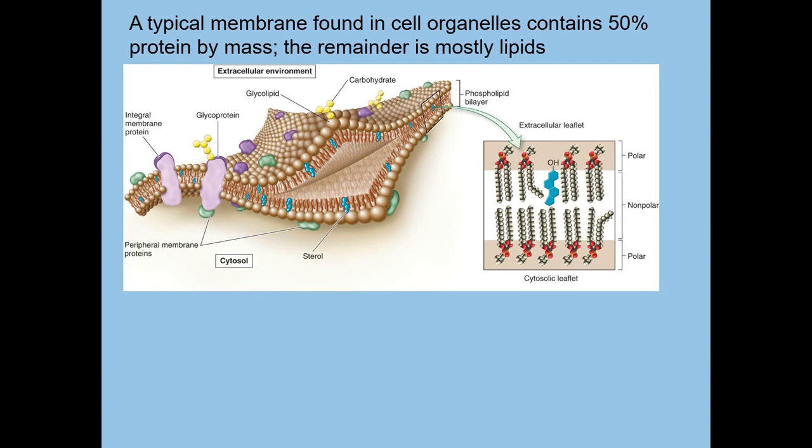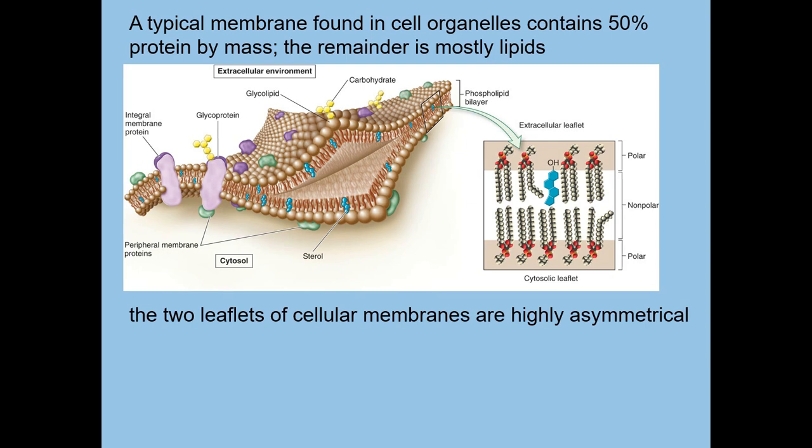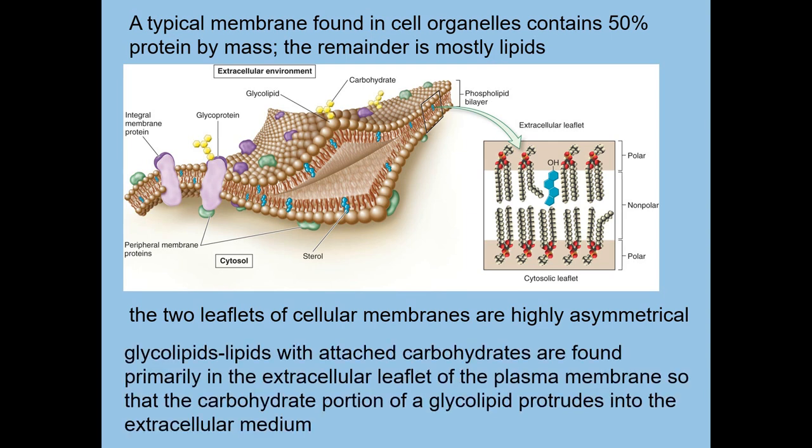Half of a phospholipid bilayer is called a leaflet. Each leaflet faces a different region. For example, the plasma membrane contains a cytosolic leaflet facing the cytoplasm and an extracellular leaflet facing the cell's exterior. With regard to lipid composition, the two leaflets of the cellular membranes are highly asymmetrical. The most striking asymmetry occurs with glycolipids with attached carbohydrates. These are found primarily in the extracellular leaflet of the plasma membrane, so that the carbohydrate portion of a glycolipid protrudes into the extracellular medium.